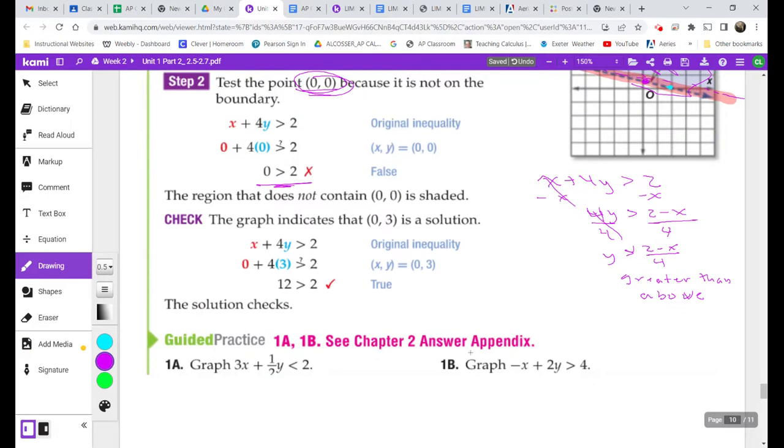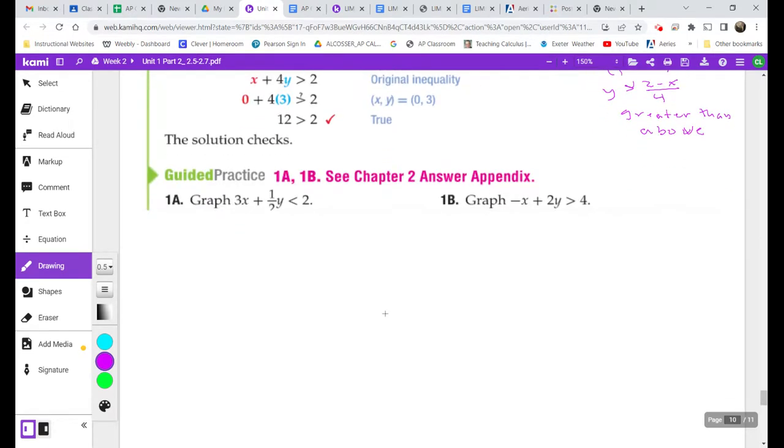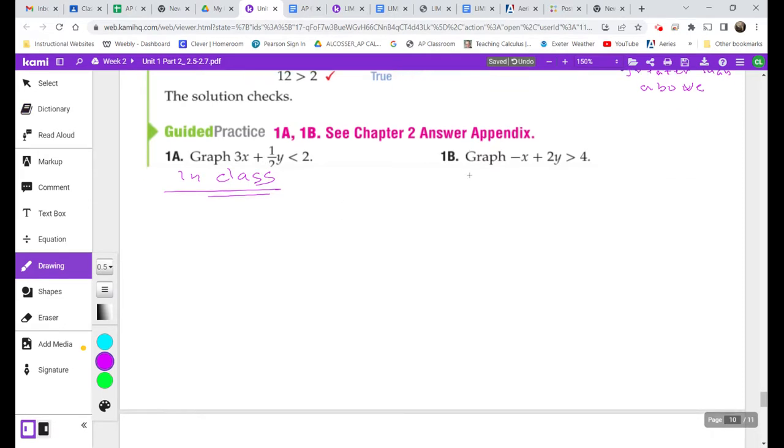So let's tackle one here. We'll do 1A first, and I'll do 1B in class. Actually, let's do it the other way around. I'll do 1B right now, and 1A will be the one I show everybody in class, and make sure we don't have any questions. Okay, so let's just graph this bad boy.